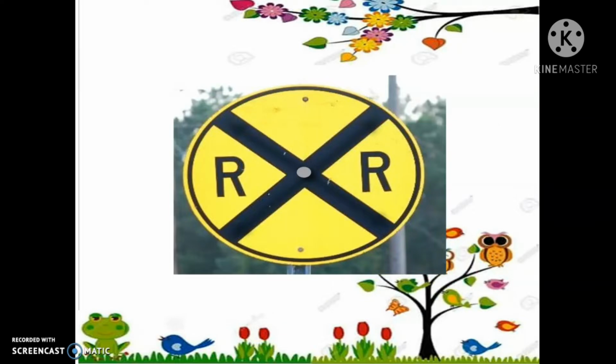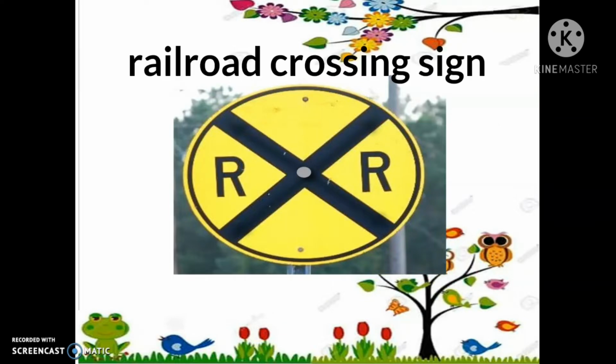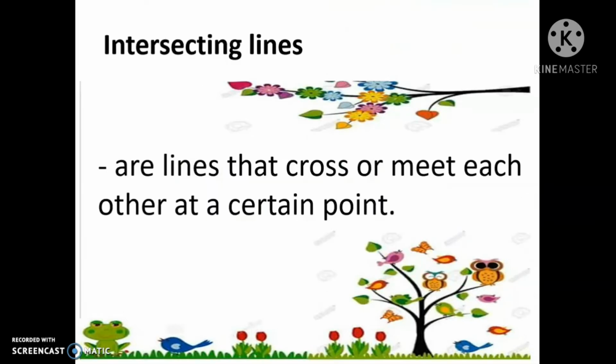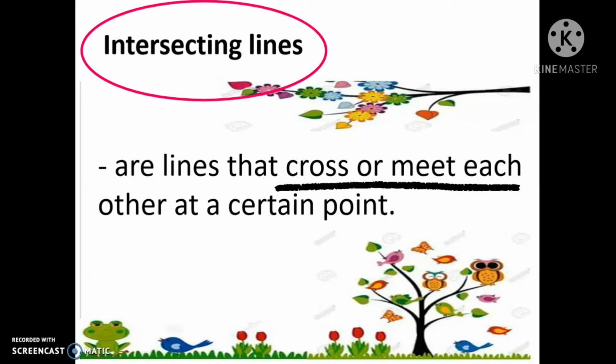Now, let us examine this railroad crossing sign. Have you seen one on the road? Very good. The two lines cross each other at one point. These lines are called intersecting lines. Intersecting lines are lines that cross or meet each other at a certain point.